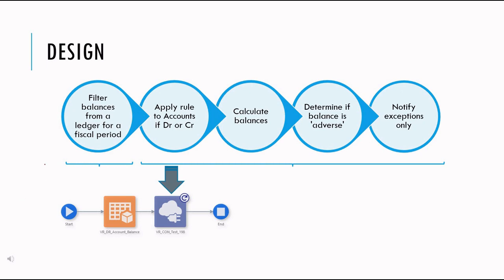First, I thought of filtering the balances from a ledger for a fiscal period, followed by an iterative process. Let's assume that we have filtered the balance records from the F0902 GL balances table. Then for each of those records, we will follow an iterative process wherein we apply a rule to the object account, whether it is typically required to hold a debit or credit balance. We will then calculate the balance, determine if the balance is adverse, and then notify.